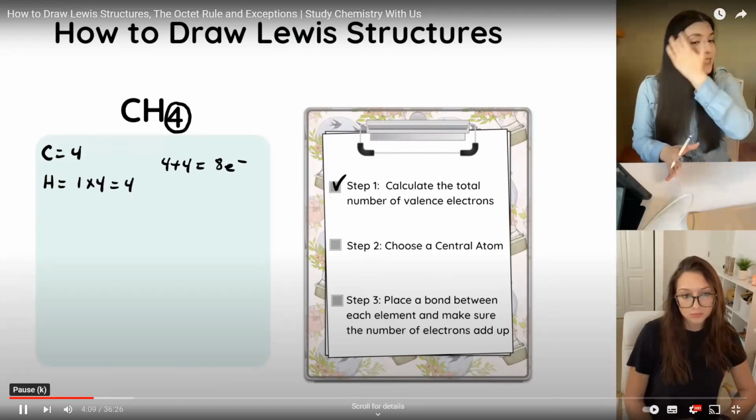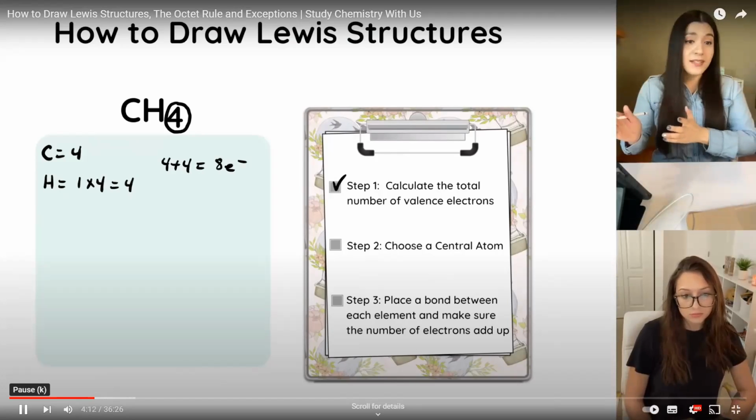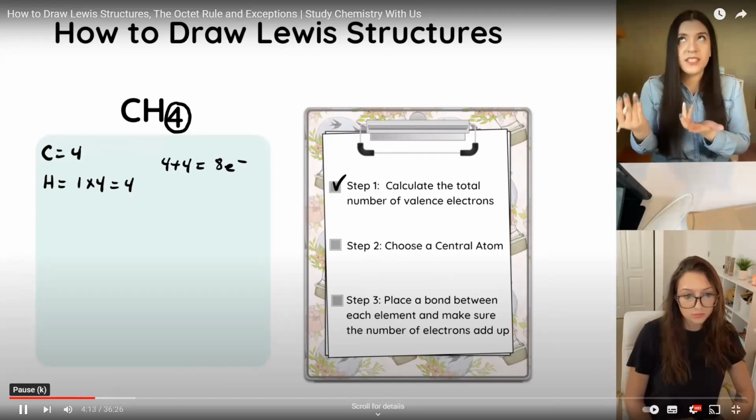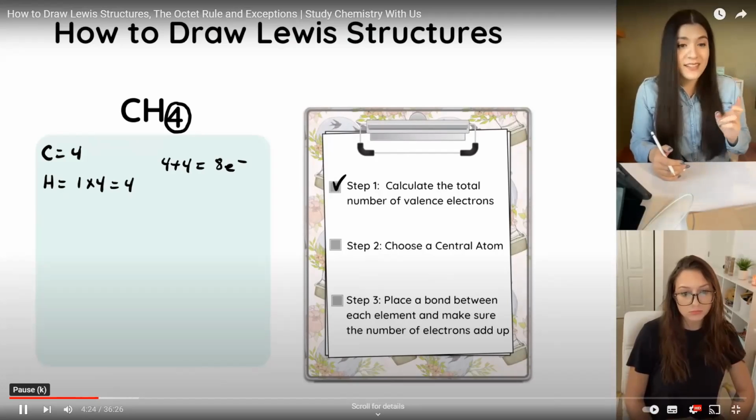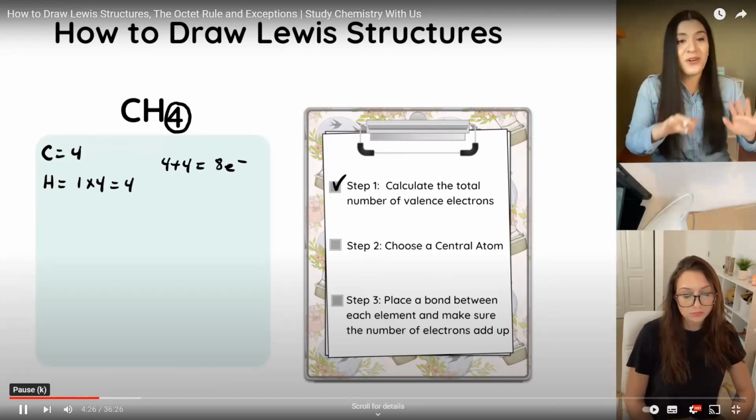It doesn't apply for this case, but hydrogen is also something to note: hydrogen will never be your central atom, because it can only have 1 valence electron, meaning it's only going to be able to create 1 bond. Is this making sense so far? I know I'm throwing a lot at you.